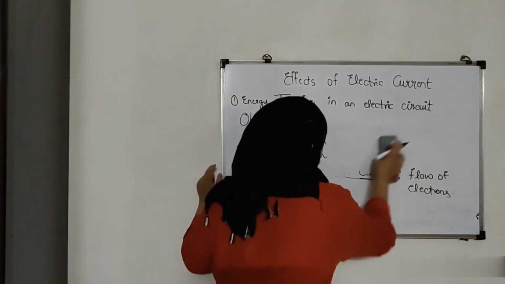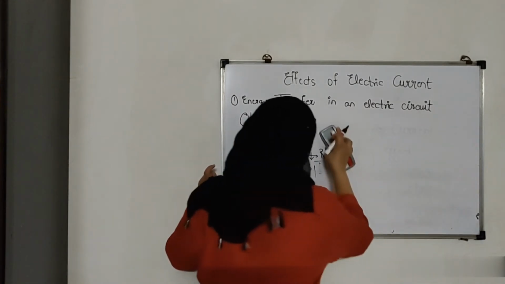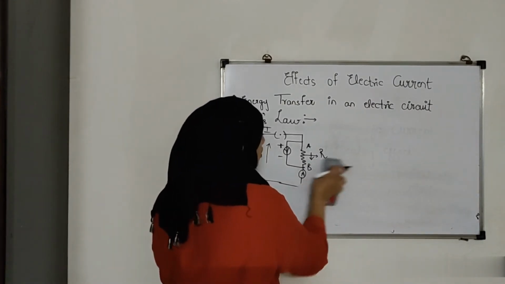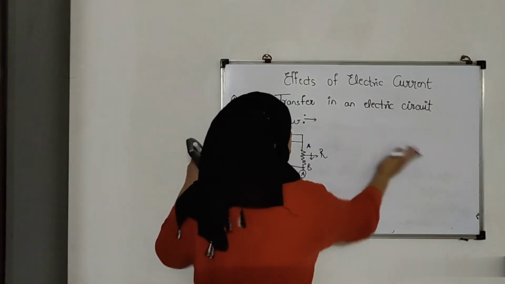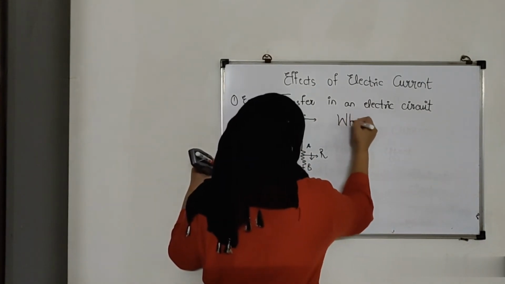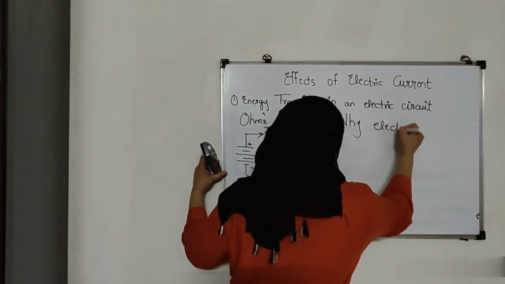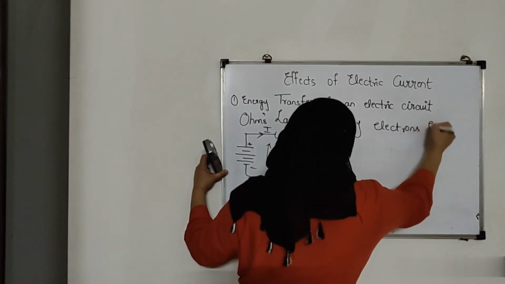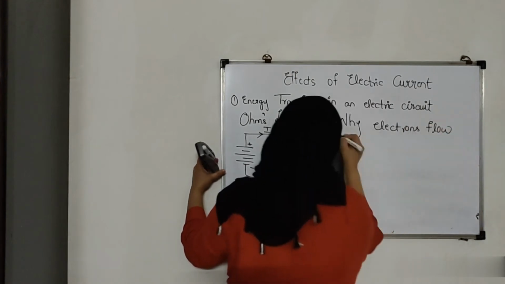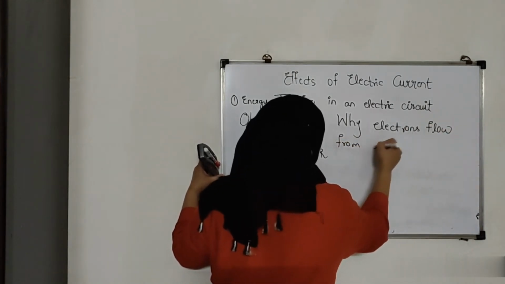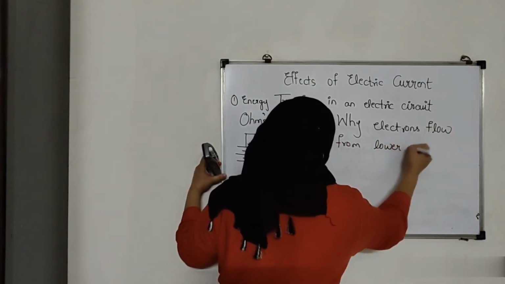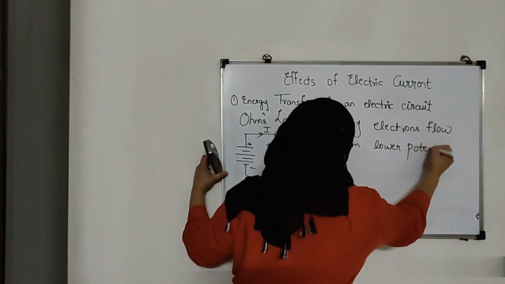Let me erase this part. Very small concepts I am clearing first. Why electrons flow from lower potential to higher potential.